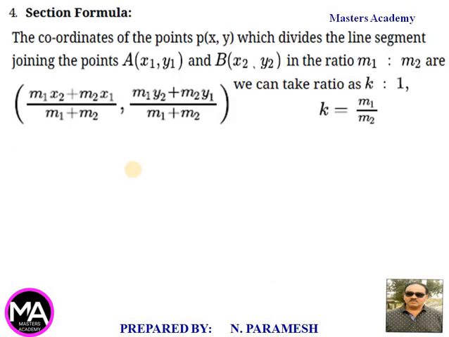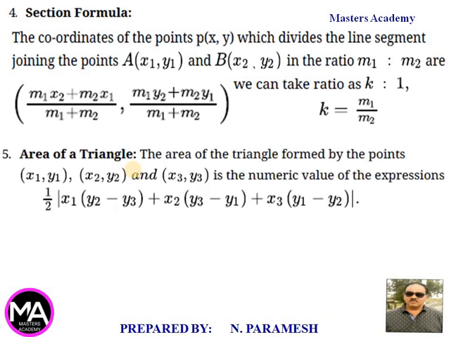Fourth point, the section formula. The coordinates of the point P(x, y) which divides the line segment joining the points A(x1, y1) and B(x2, y2) in the ratio m1 is to m2 are ((m1 x2 plus m2 x1) divided by (m1 plus m2), (m1 y2 plus m2 y1) divided by (m1 plus m2)). We can take the ratio as k is to 1, where k is equal to m1 by m2.